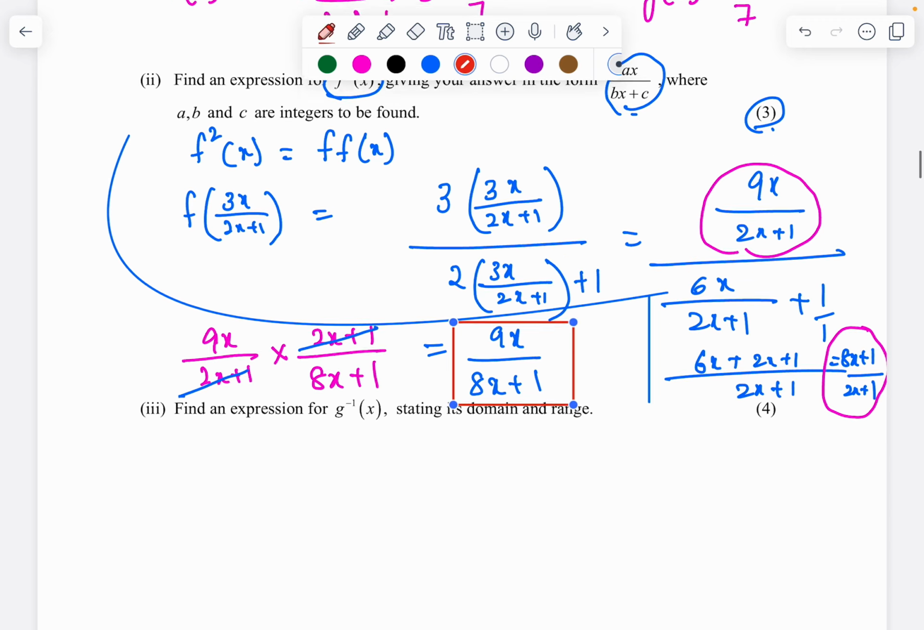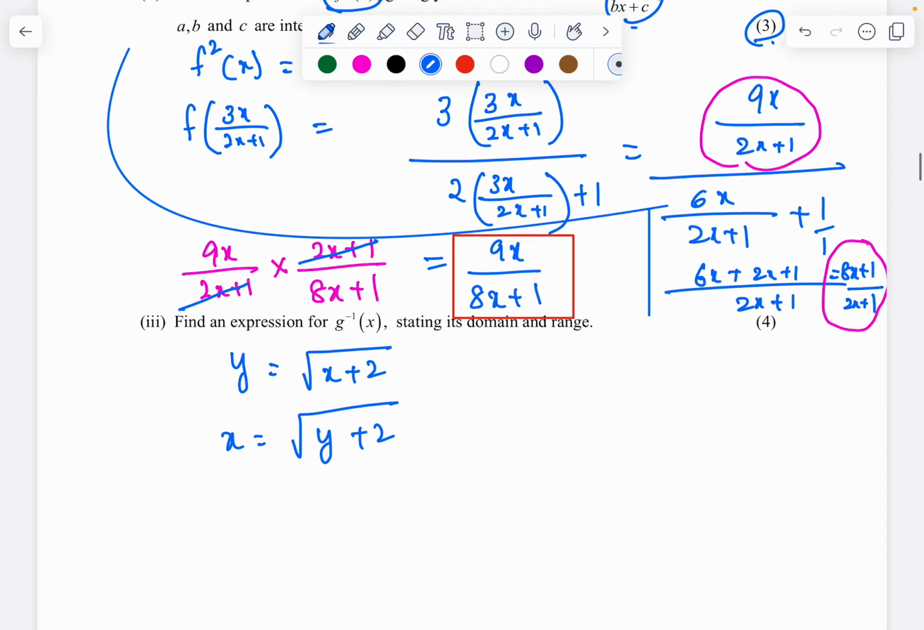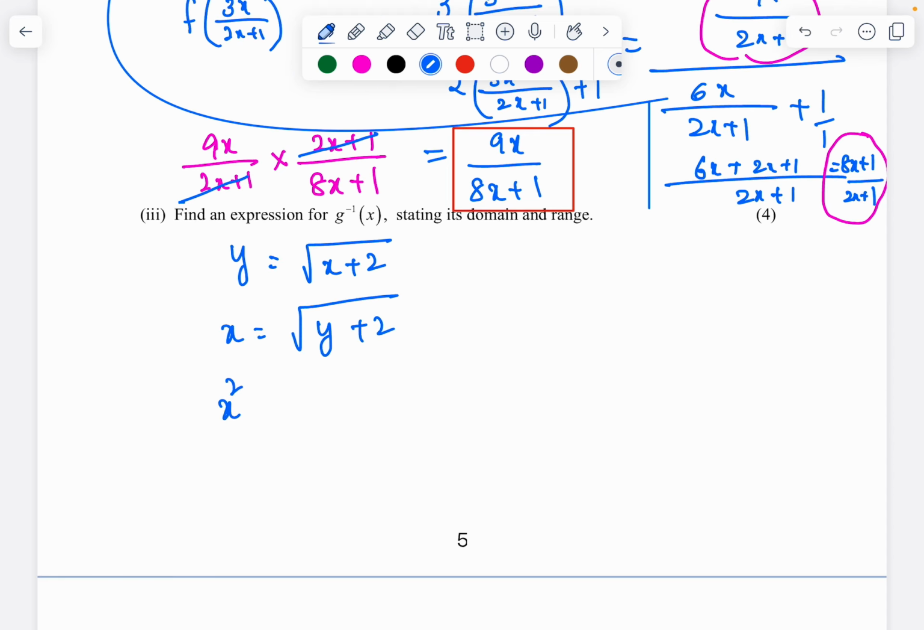All right. Find an expression for g inverse. So let us start with y equal to square root of x plus 2. So let us swap: x equal to square root of y plus 2. Now we need to make y the subject. x squared equal to y plus 2, x squared minus 2 equal to y. So g inverse of x equal to x squared minus 2.